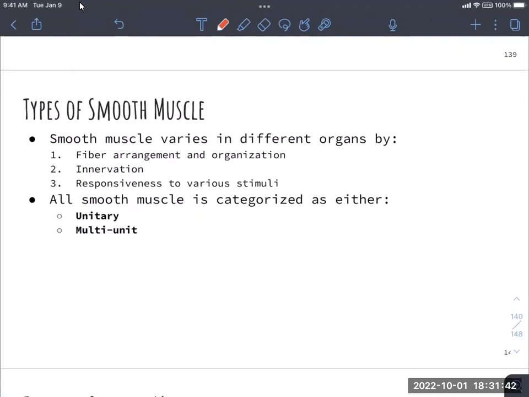Smooth muscle differs from organ to organ because different organs have different needs. Some of them may have different fiber arrangements, some have different innervations, and some respond to different stimuli. So they're either unitary or multi-unit.